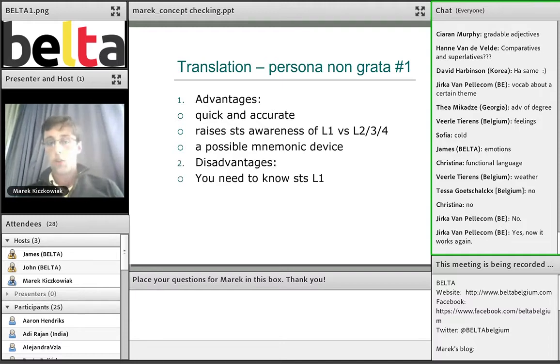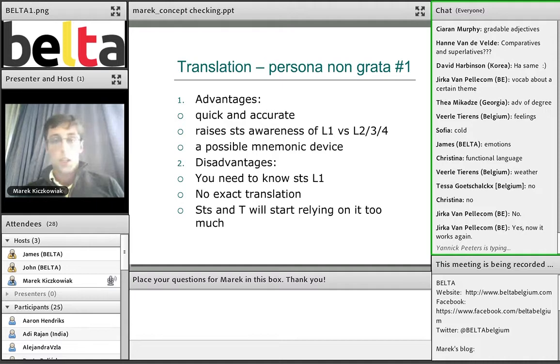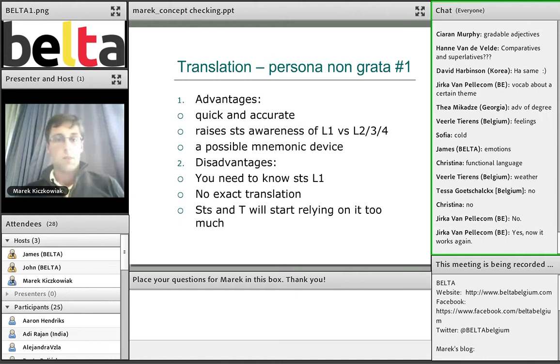The disadvantages: you need to know the students' L1. Sometimes, or very often, there is no exact translation. And students and the teacher will start relying on it too much. I certainly did when, for a long time, I only taught Spanish-speaking students, and then when I went to Hungary, it was a shock. You kind of assume that if a word like intelligent comes up, the student will know because it comes from Latin, and there are so many languages like Spanish and French that have the same word or almost the same, right? But when you're teaching in countries like Hungary, they have no clue what intelligent might mean, because it's not similar to anything they've got in their own language.